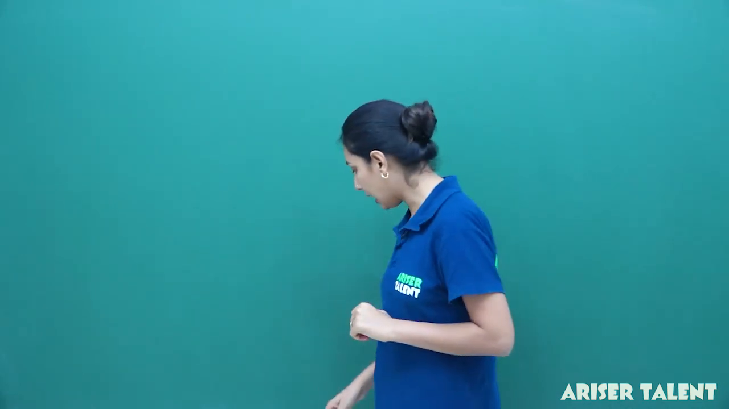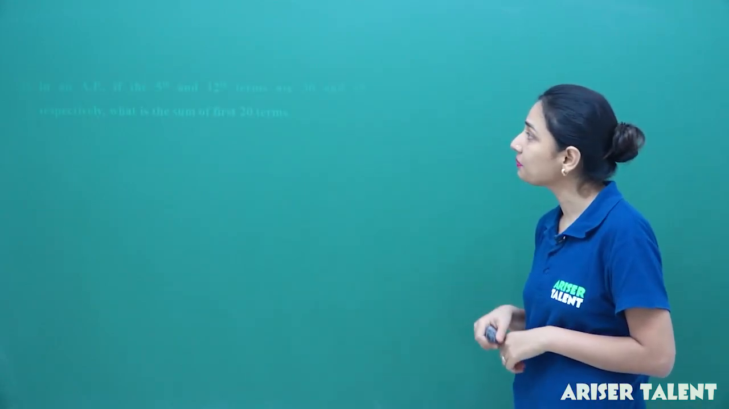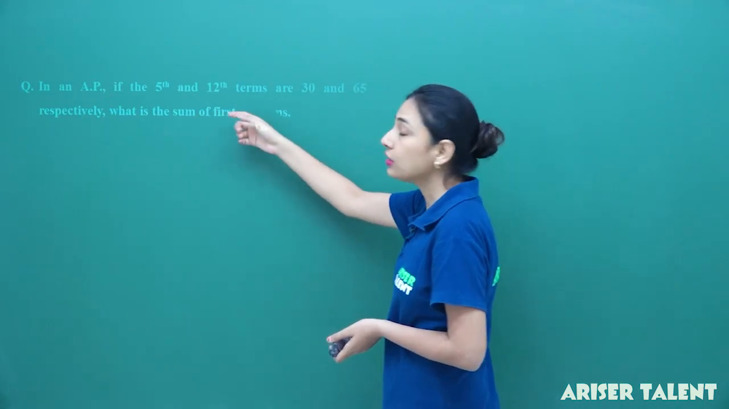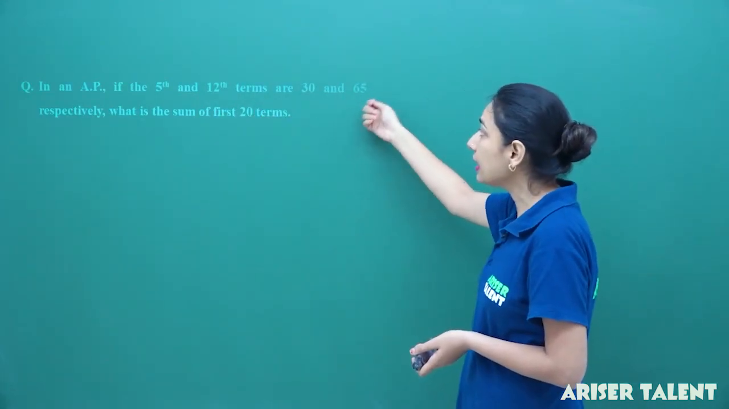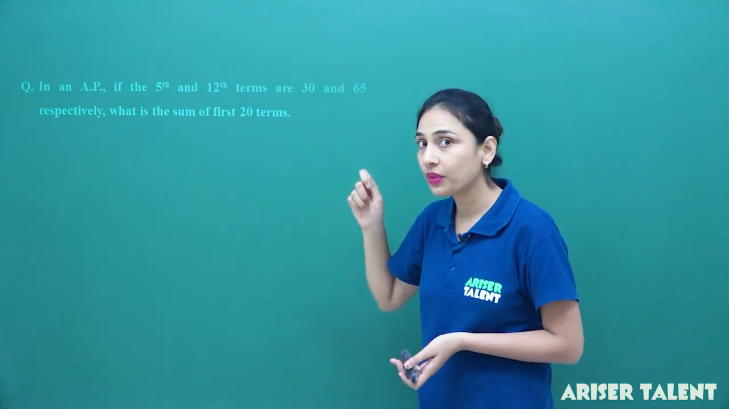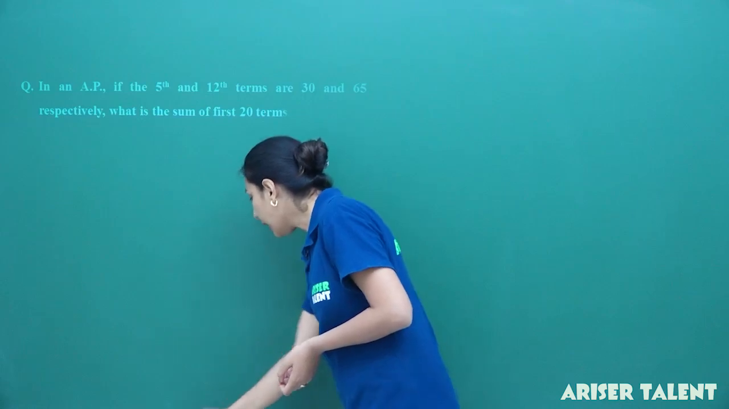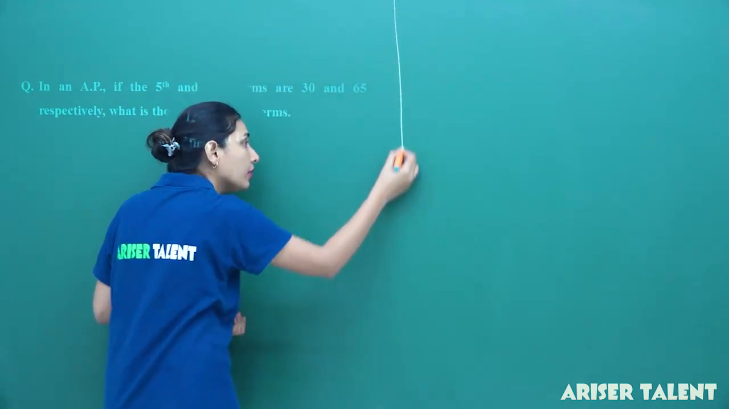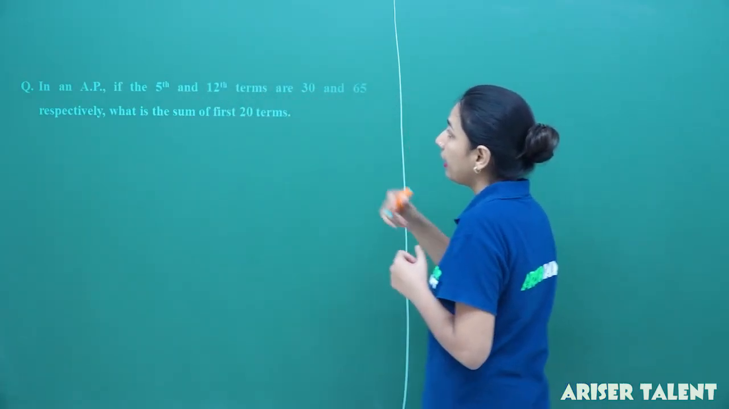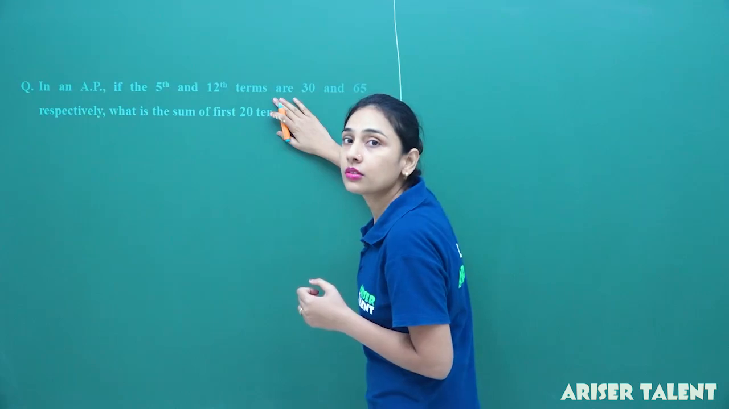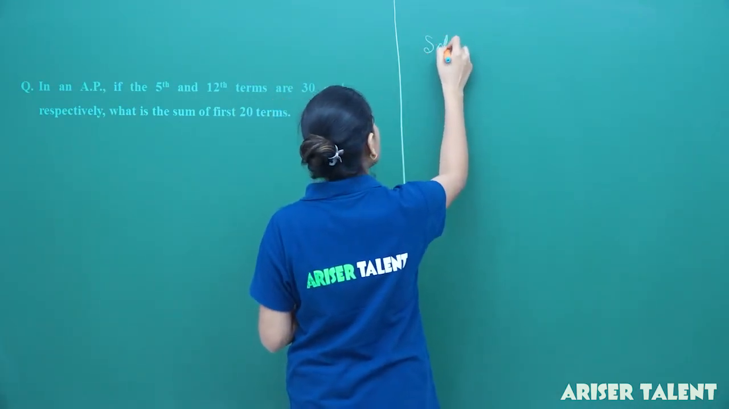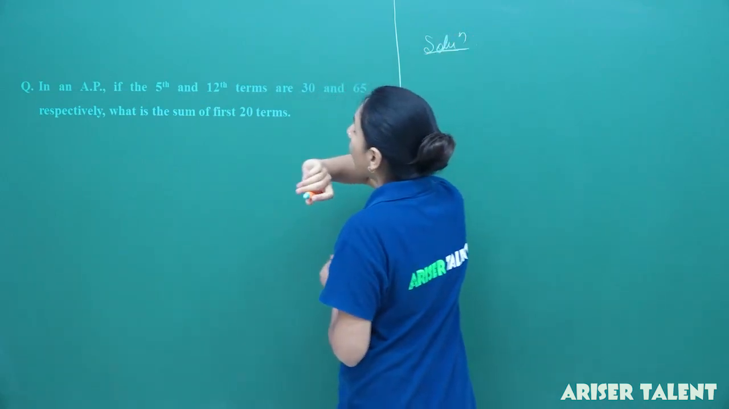Now we were at this particular question, which is in an AP, if the 5th and 12th term are 30 and 65 respectively, what is the sum of first 20 terms? Okay. So, I have given you a little hint about it, that how will you solve this question. So, done that or not? Okay, just do it with me. Now, the solutions here. What's saying?